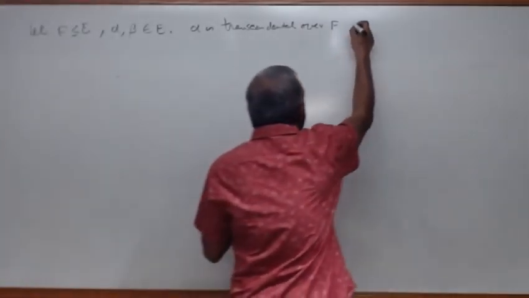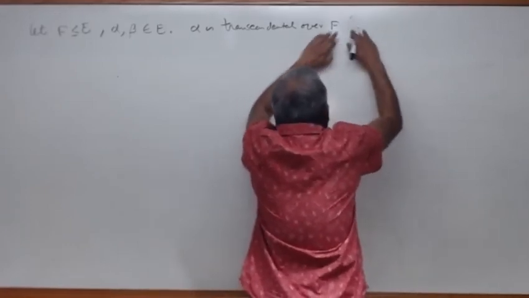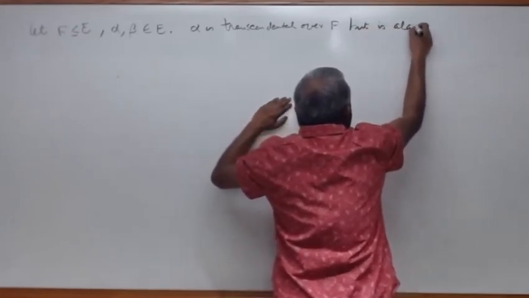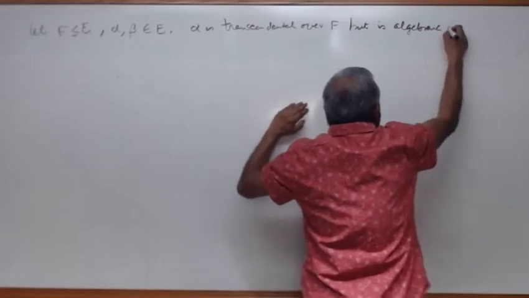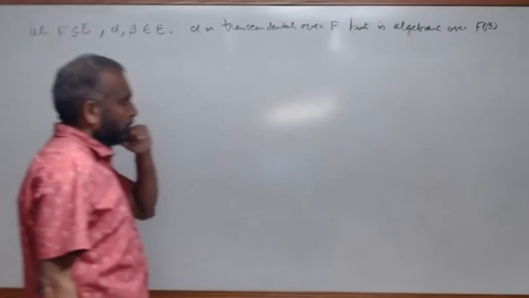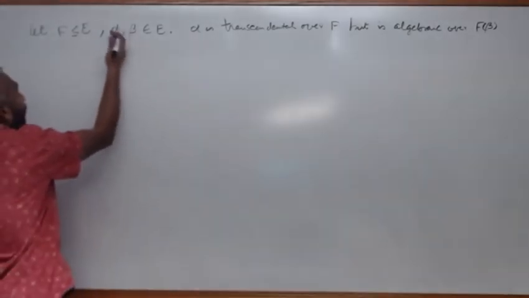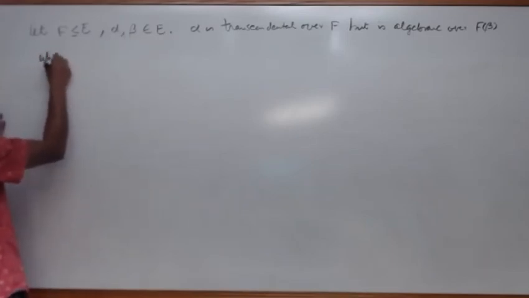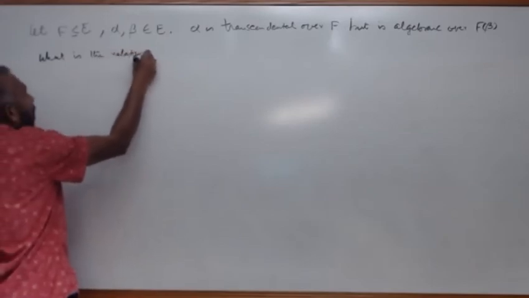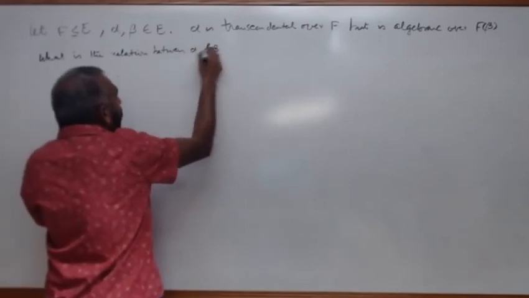And this is transcendental over F, but is algebraic over F of beta. Then what can you say about alpha and beta? What is the relation between alpha and beta?